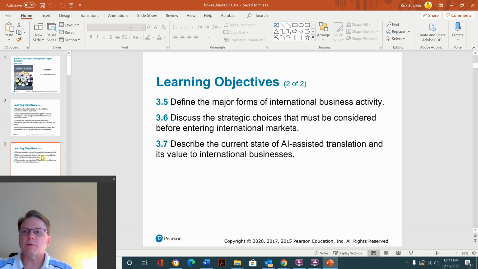Define the major forms of international business activity. Discuss the strategic choices that must be considered before entering international markets, and describe the current state of AI, artificial intelligence, assisted translation, and its value in international business.